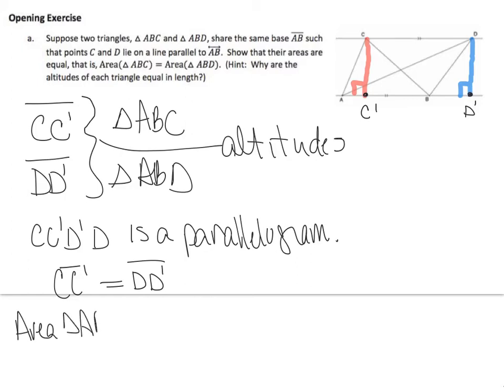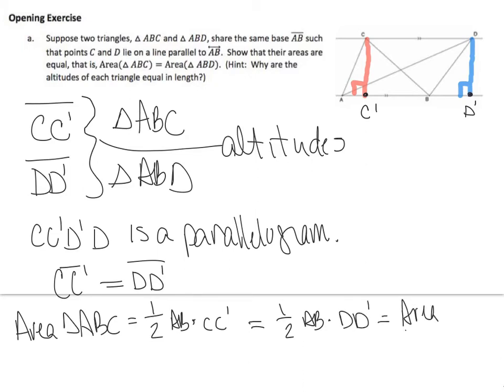of triangle ABC is 1/2 base times height, and then the area of triangle ABD is 1/2 base times height, and that's the area of triangle ABD. Cool? So go back to the question, make sure we answered it.